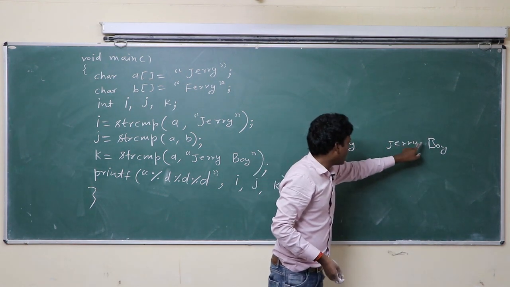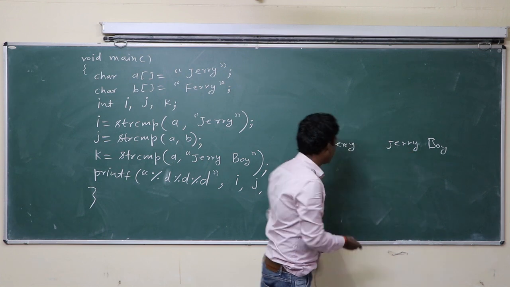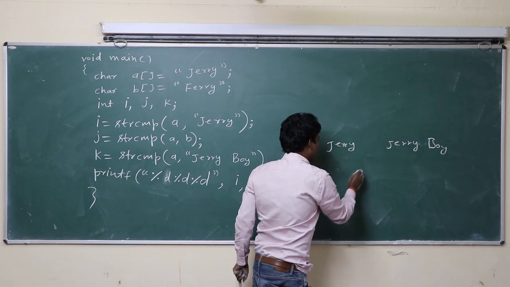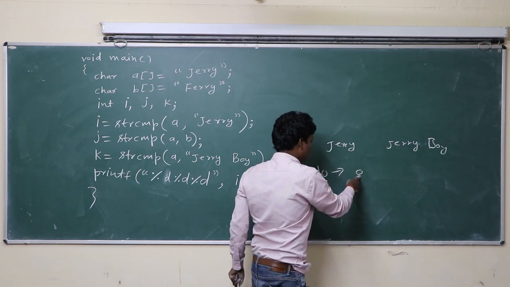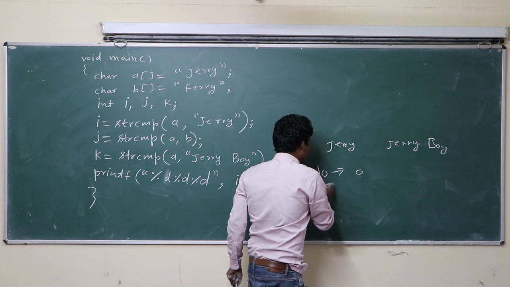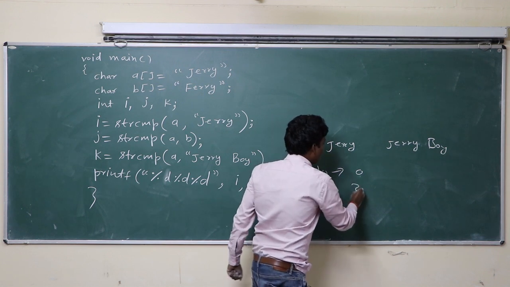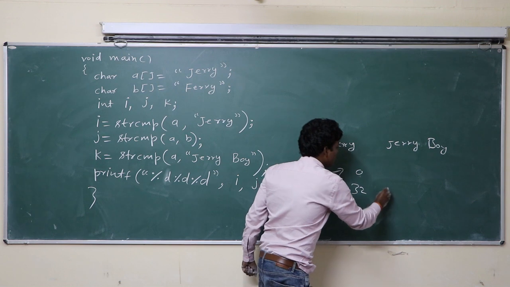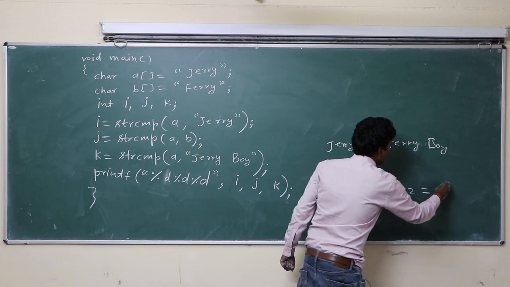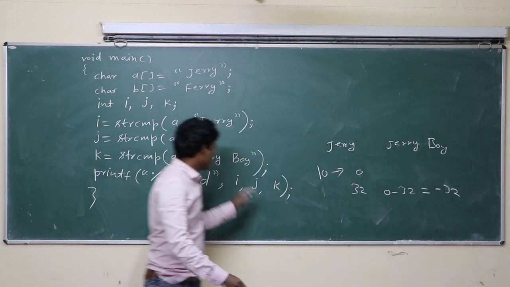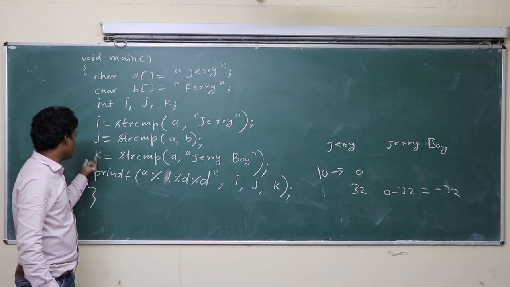After Y there is a space character. So the null character has ASCII value 0, and space has ASCII value 32. So the difference is 0 minus 32, equal to minus 32. And this minus 32 is assigned to k.